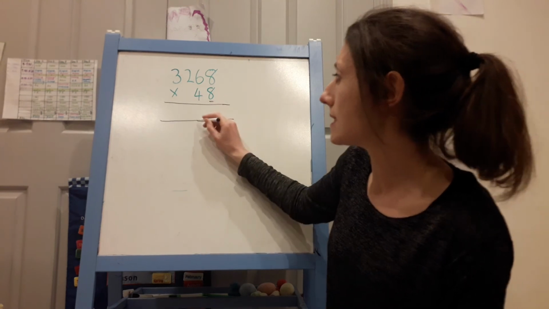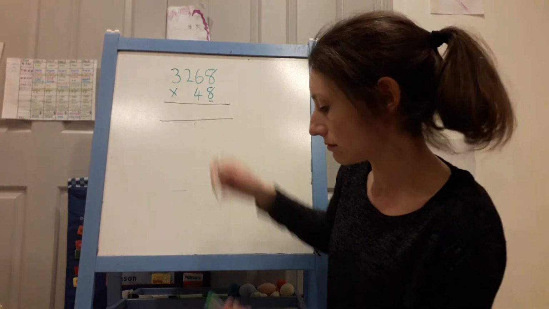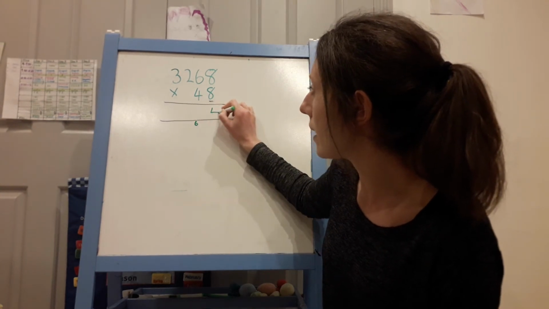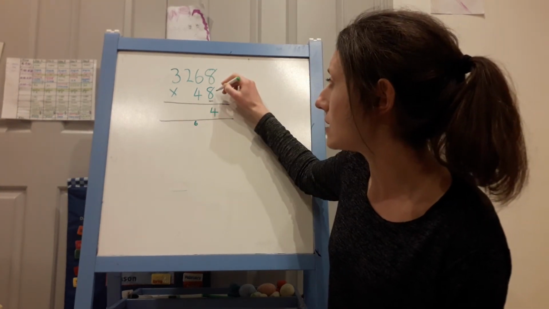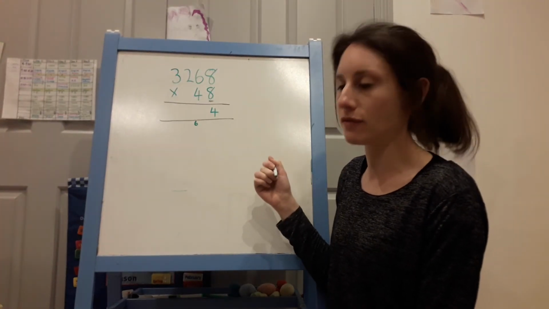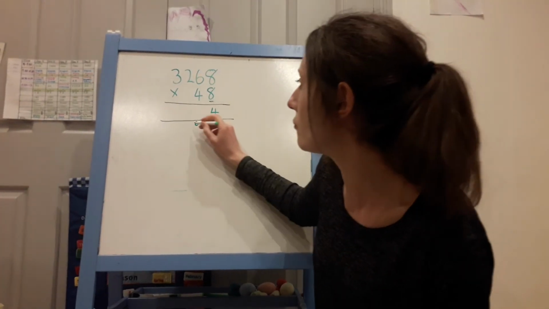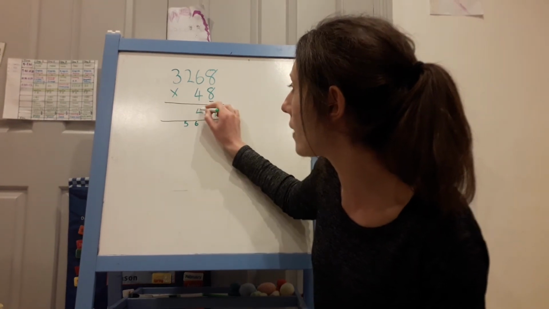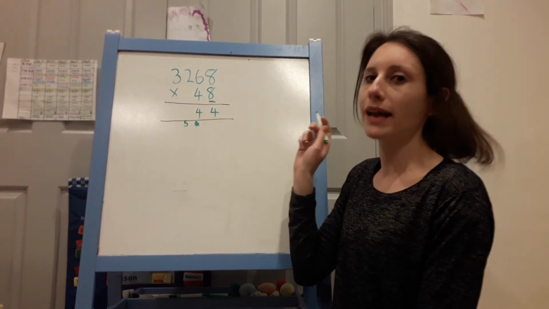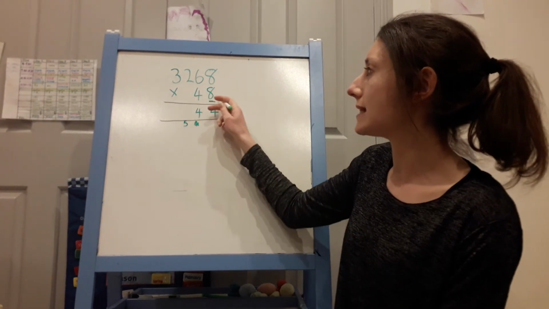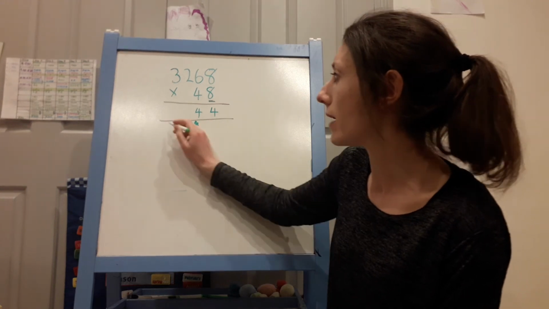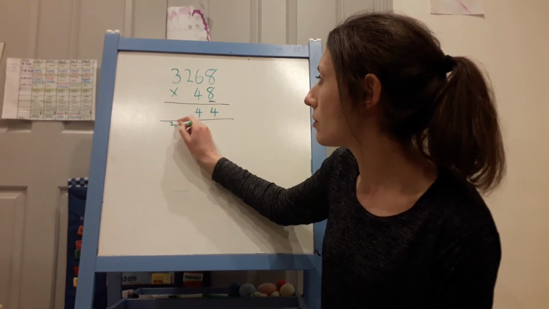8 times 8 is 64. Put the 6 there. I don't think my pen's working well. Put the 6 there, put the 4 there. 6 times 8 is 48. Plus 6, 49, 50, 51, 52, 53, 54. Put the 5 there and the 4 there. And again, we're still multiplying everything by 8, remember. 2 times 8 is 16. Plus the 5, 17, 18, 19, 20, 21. Put the 2 there, the 1 there.